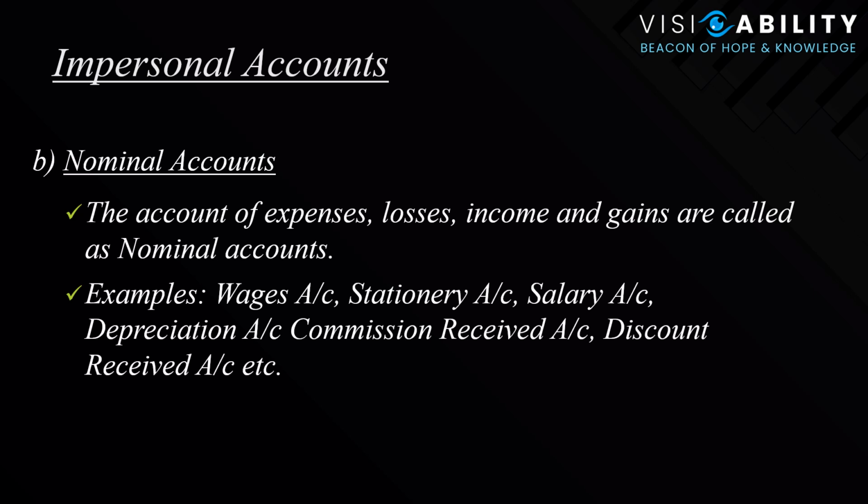And the impersonal account, the second category that we had was the nominal accounts. In the nominal accounts, the examples, as I told you, was wages. Then we could have stationery, salary, depreciation, commission received, discount received, or it could be discount given, commission given.